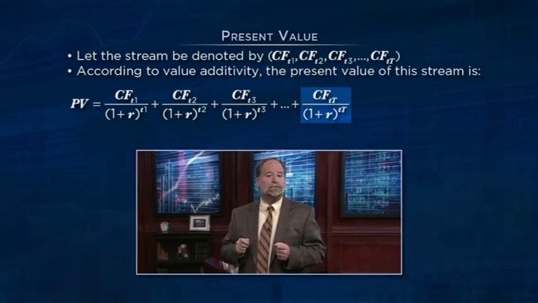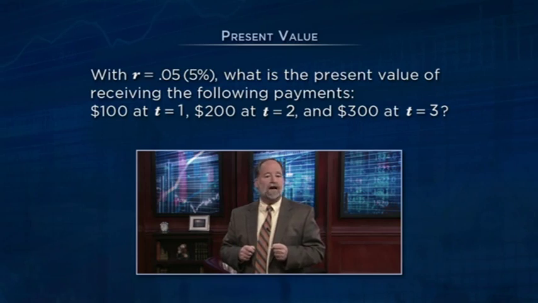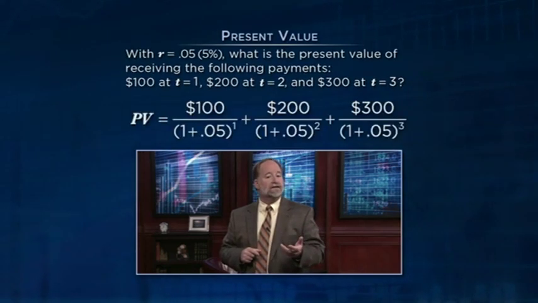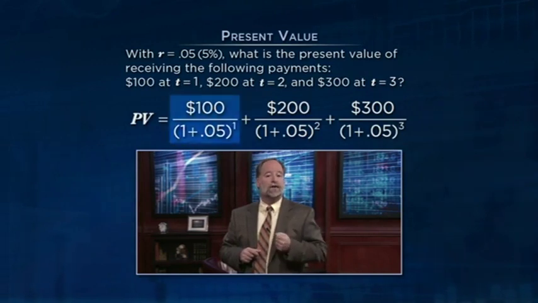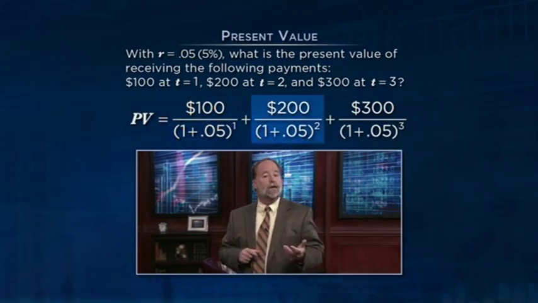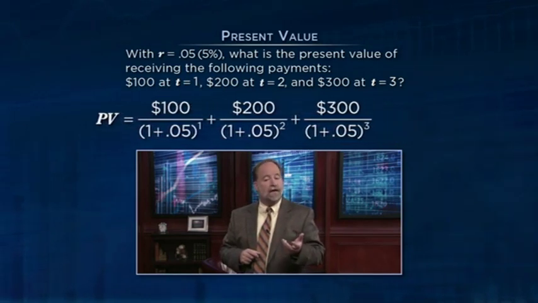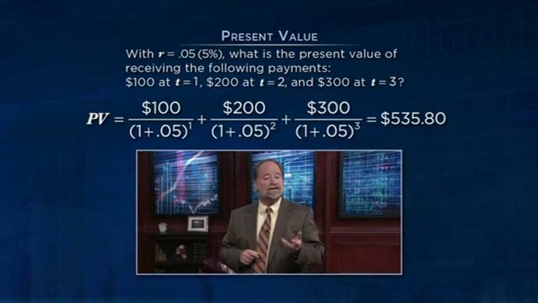For example, with R equals 0.05 or 5%, what's the present value of receiving the following stream of payments? 100 at t equals 1, 200 at t equals 2, and 300 at t equals 3. The answer is the present value is equal to 100 divided by 1.05 raised to the 1. That's the present value of the first payment, plus 200 divided by 1.05 raised to the 2. That's the present value of the second payment, plus 300 divided by 1 plus 0.05 raised to the 3. That's the present value of the third payment. Add them all up, you get $535.80.